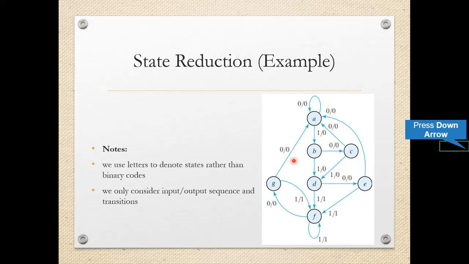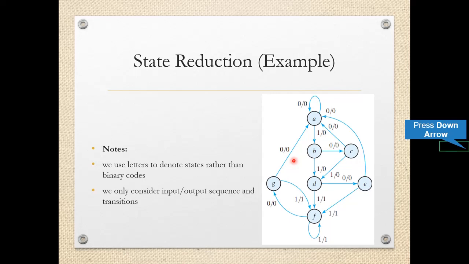You can see one state diagram which is given over here. The state diagram has 7 states: state A, B, C, D, E, F and G. So there are a total of 7 states in the given state diagram. We use letters to denote the states rather than the binary codes.